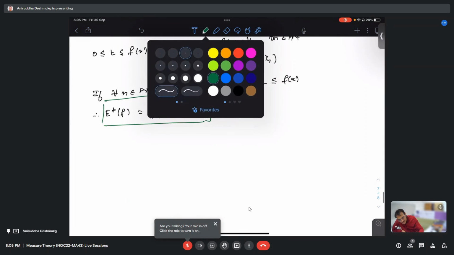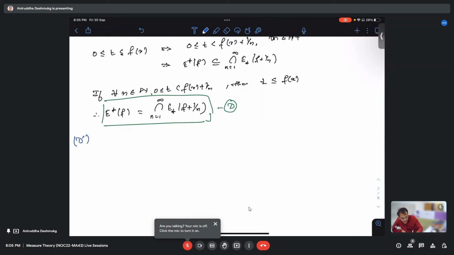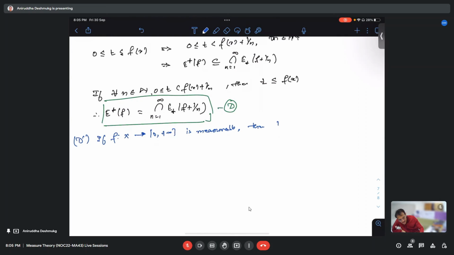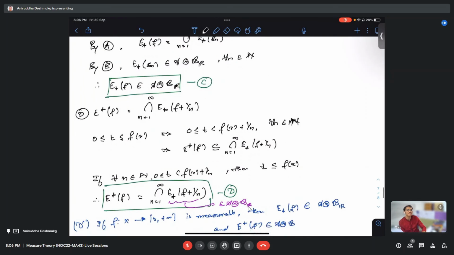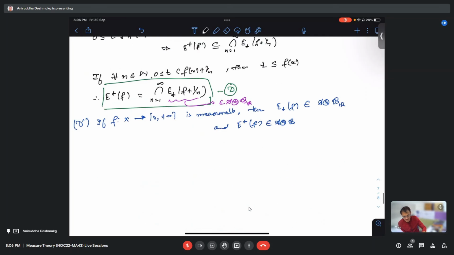This is our result D. And what we can conclude from here, maybe I'll write it as D prime, is that if f from X to [0, infinity) is a measurable function, then E lower star f is inside A cross B, and E upper star f is also inside A cross B. That is because if f is a non-negative measurable function and g is a non-negative measurable function, then their addition is a non-negative measurable function. So each of these sets are inside A cross B_R. So their intersection is again inside the sigma algebra. So all of them, this E lower star f, E upper star f, are inside the sigma algebra. So their difference is inside the sigma algebra.